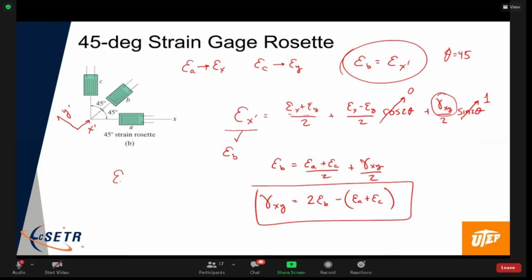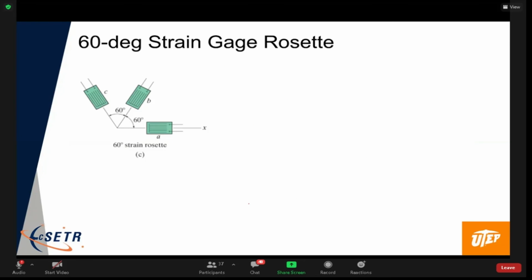So now this is how you calculate the strains. The normal strain in the x direction is what you read off of this A strain gauge. The normal in the y is what we read off of the C strain gauge. And we can use this relationship here to calculate the shear strain. And so now you have all the strains. You get a different result for the 60-degree strain rosette. I posted the derivations for all these on Blackboard. They're also in the textbook as well.